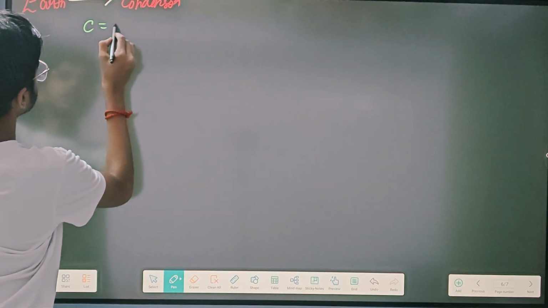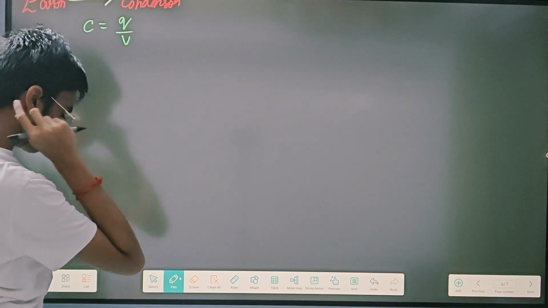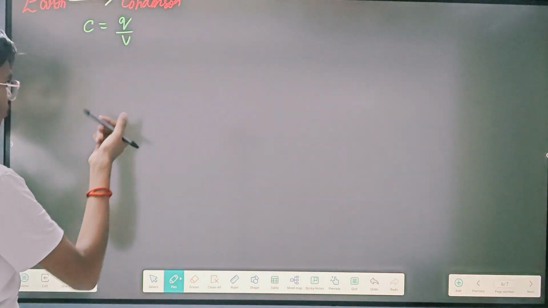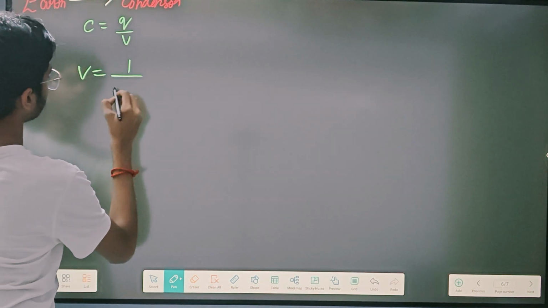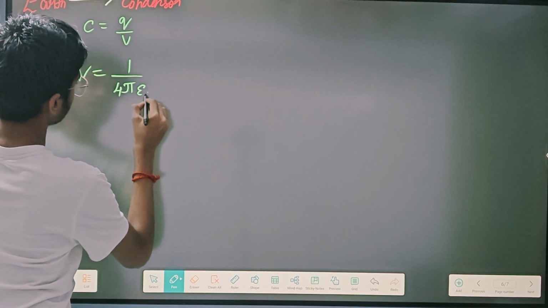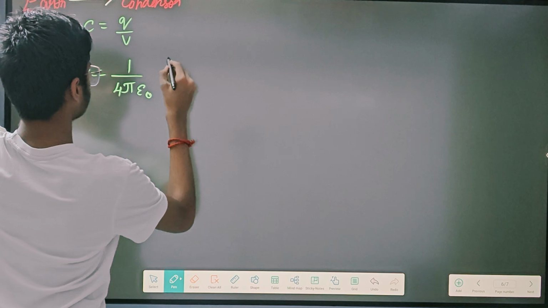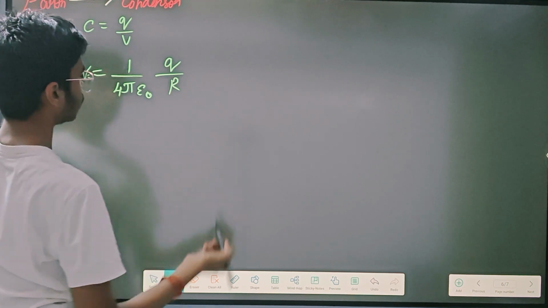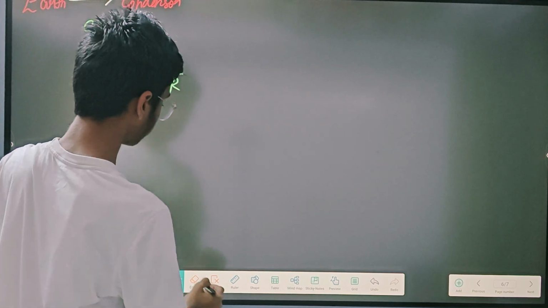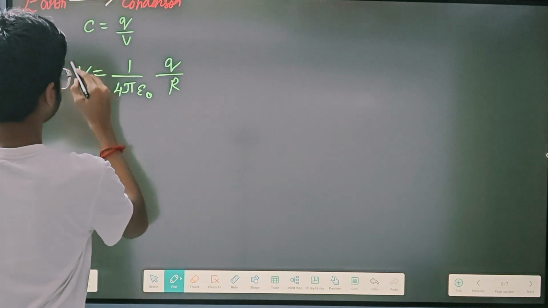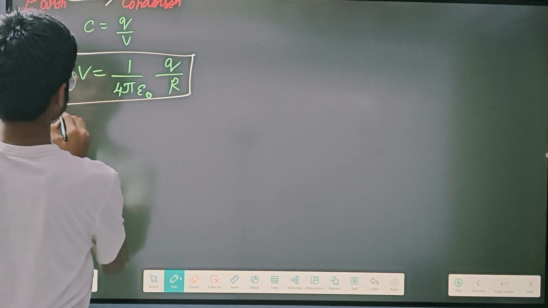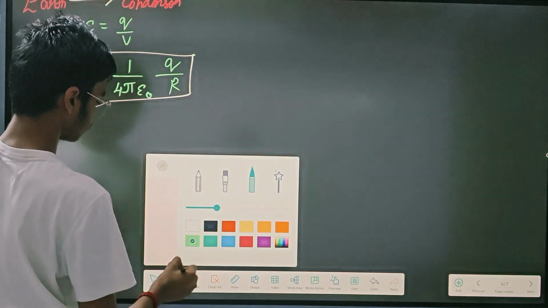Okay, so C is equal to Q by V, where V is equal to 1 by 4 pi epsilon naught into Q by R. If you don't know this formula or its derivation, we have already done this derivation. You can just check it out.